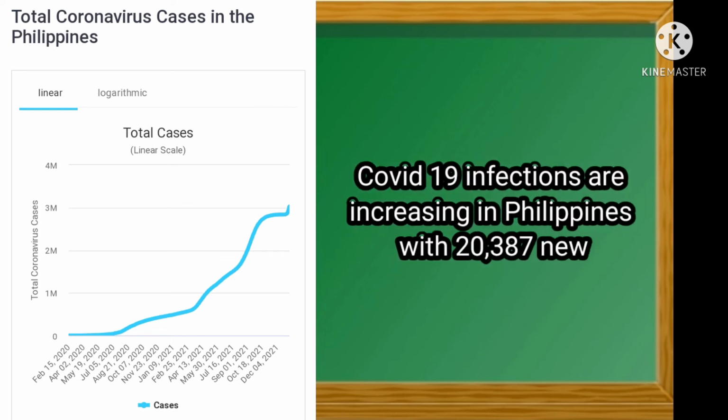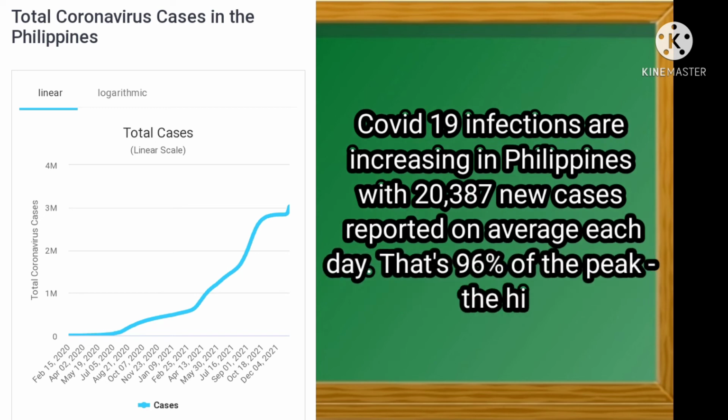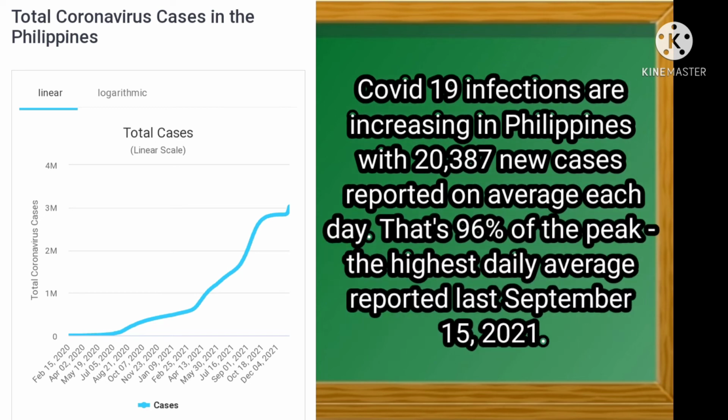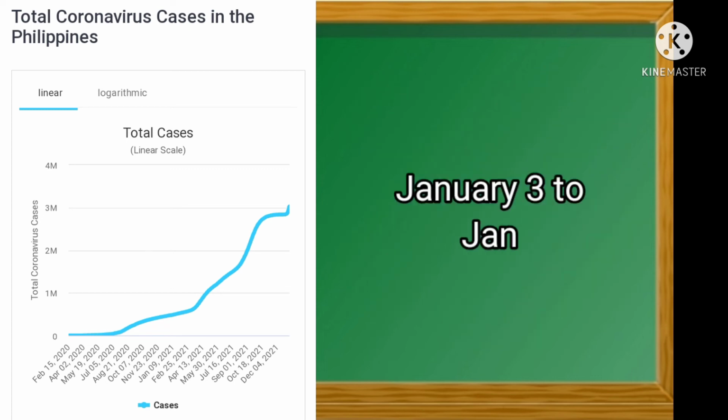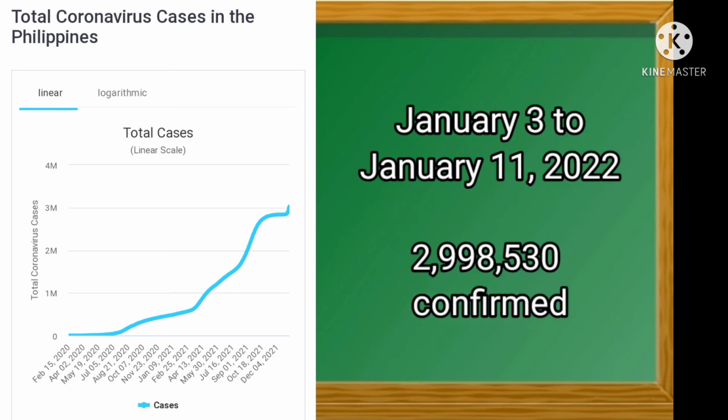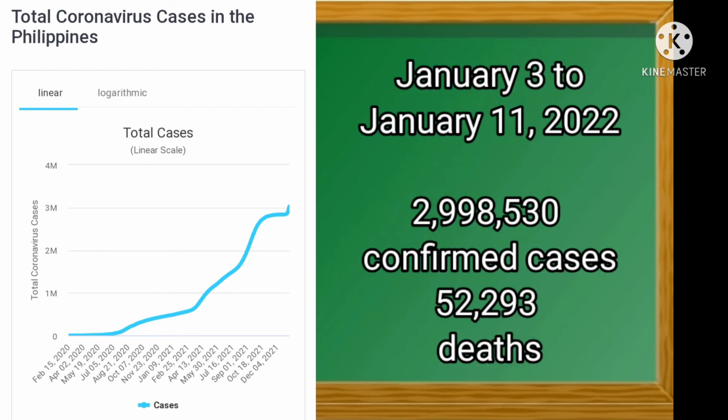COVID-19 infections are increasing in the Philippines with 20,387 new infections reported on average each day. That is 96% of the peak, the highest daily average reported last September 15, 2021. From January 3, 2020 to January 11, 2022, there have been 2,998,530 confirmed cases of COVID-19 with 52,293 deaths reported to the World Health Organization.